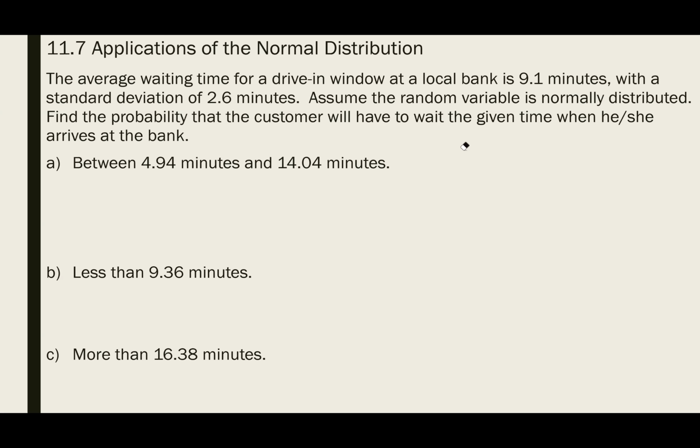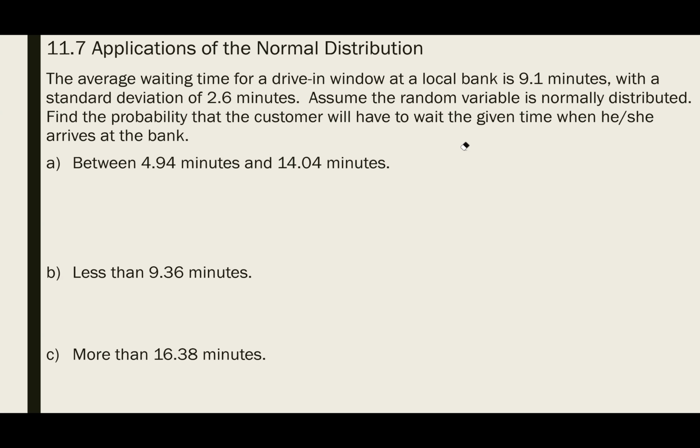So basically, this is what we have. The average waiting time is the mean. They changed the word, but it's the same: the average meaning the mean. If you come to the bank and do the drive-through, the average waiting is 9.1 minutes. The standard deviation, the average difference from the mean, is 2.6. And now they ask you, if you go to this bank, what is the probability, what is the percentage that you will have to wait between, let's say, 5 minutes and 14 minutes, to be short.